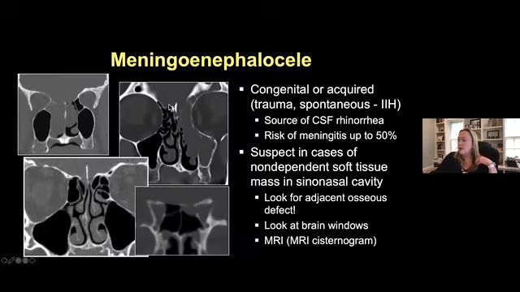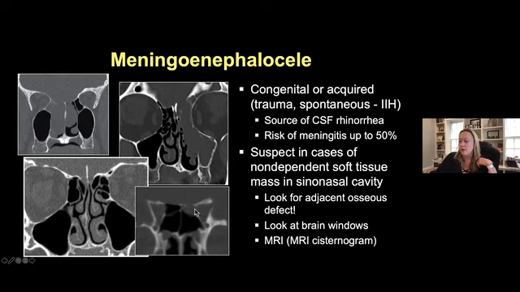So meningoencephaloceles can be congenital or acquired. We can see them after trauma, but they can also occur spontaneously. And we're seeing them much more frequently, particularly in the United States, as we are encountering an obesity epidemic in the setting of idiopathic intracranial hypertension. They should be suspected anytime you see non-dependent polypoid soft tissue in the superior nasal cavity with an adjacent bony defect. It's really imperative to look very carefully in any patient with polypoid soft tissue in the superior nasal cavity for the adjacent dehiscent bone.